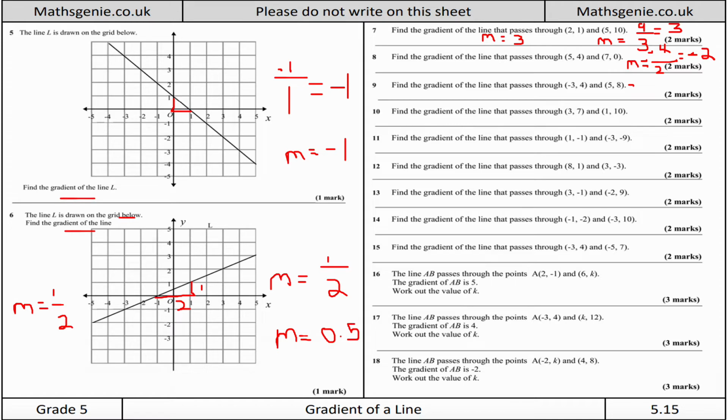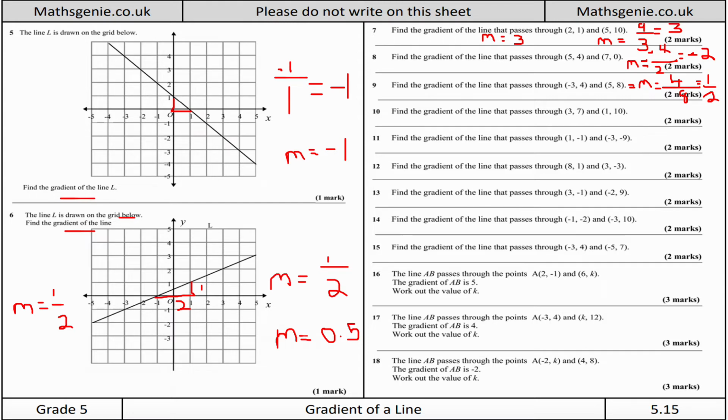Find the gradient of the line that passes through minus 3, 4 and 5, 8. So again, it's the change in y over the change in x. 8 take away 4 is 4. And then 5 take away negative 3, so it's 5 plus 3, which is going to be 8. So 4/8 or a half, guys. Either way is going to be fine. So the gradient of question 9 is a half.